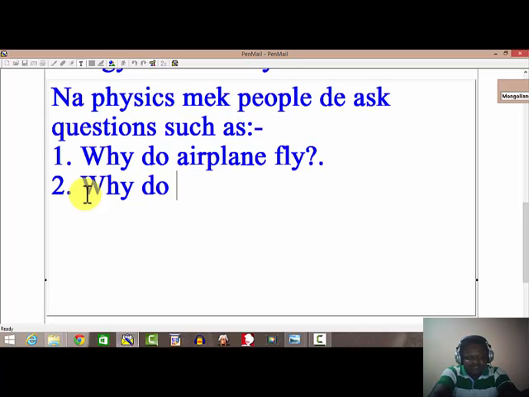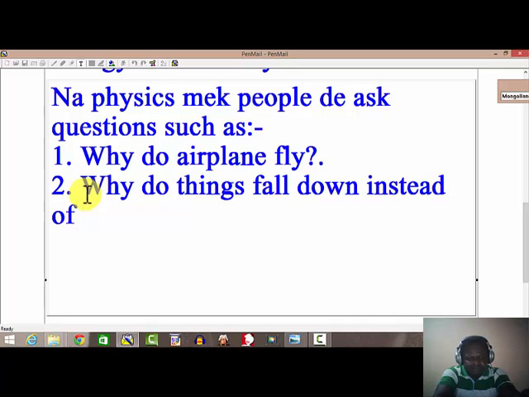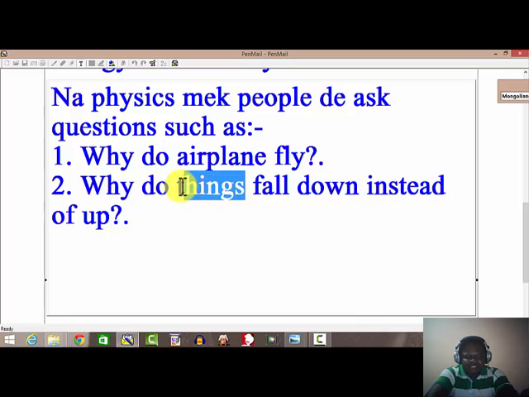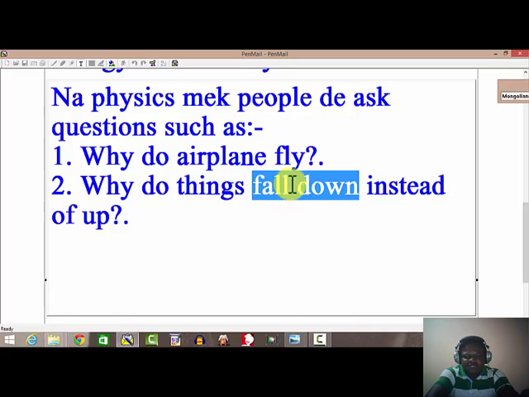Why do I fall down? Or let me say, why do things fall down instead of up? Since you were born, if something falls, it goes down. So why do things, matter, fall? Energy, motion is involved in that fall. You can take it to fall down. Energy, motion is involved.